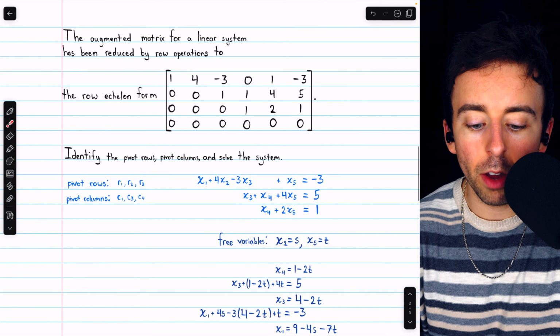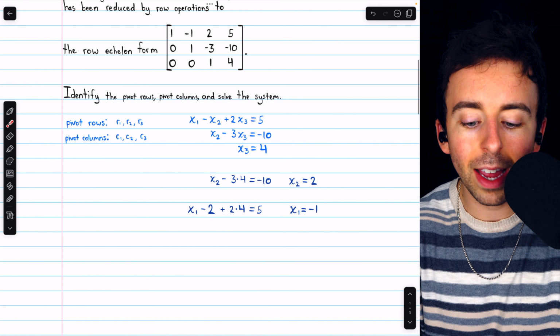So that's how to use row echelon form to identify pivot rows and pivot columns and to finish solving a linear system.